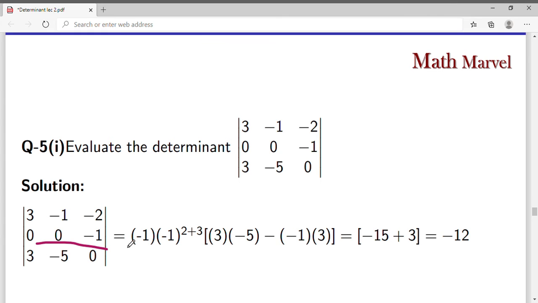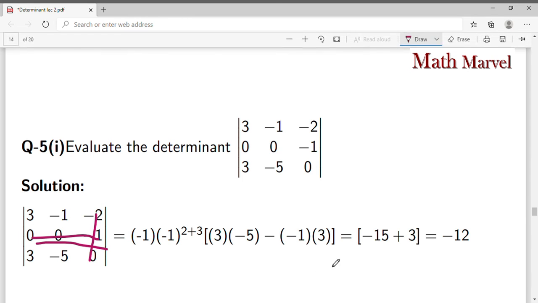In brackets, now hide this column and this row. The remaining elements: 3 times minus 5 minus minus 1 times 3. Now expand this, so we get minus 15 plus 3, which is equal to minus 12. So the value of this determinant is minus 12.